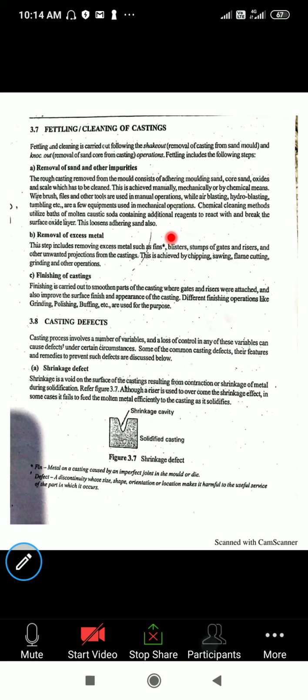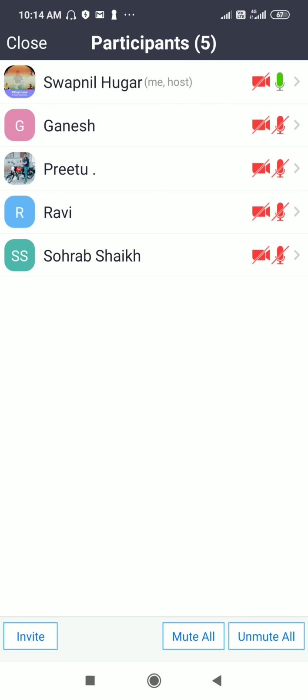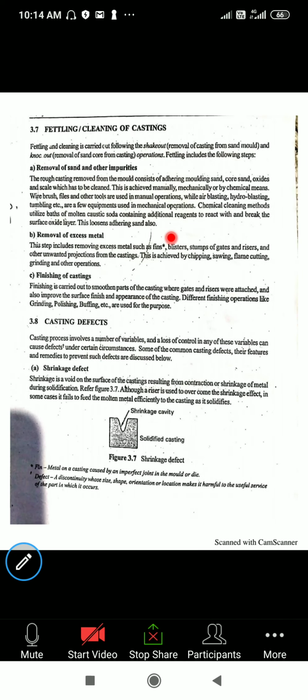What do you mean by the fettling and cleaning of the casting? So see, the fettling and cleaning of the casting is nothing but one of the operational procedures. After the casting has been removed from the foundry, it directly goes to the fettling shop. So what happens in the fettling shop? You can see over here: removal of sand and other impurities, second, removal of excess material, and third, finishing of the casting.